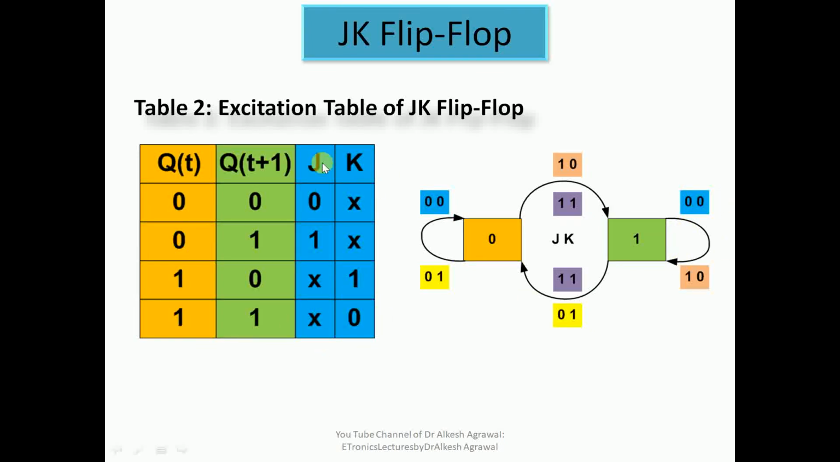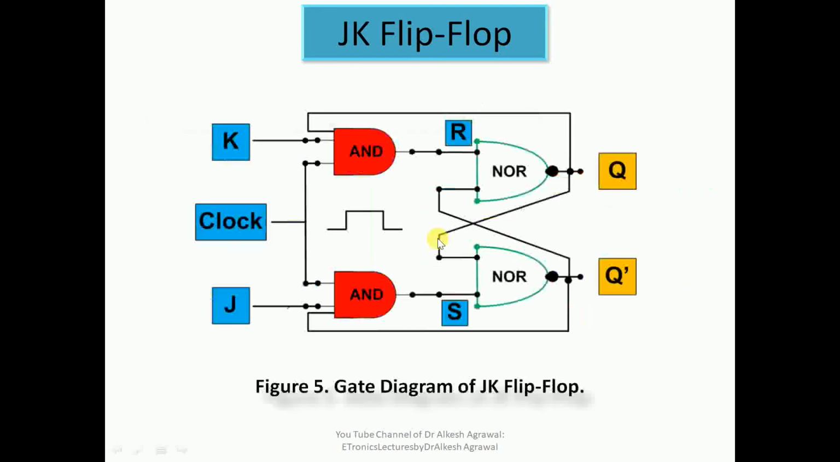So there is a very easy method of understanding these conditions. You write 0 1 cross cross, and reverse, 0 1 cross cross, again 0 1 cross cross. Now we'll see the working of the JK flip-flop.